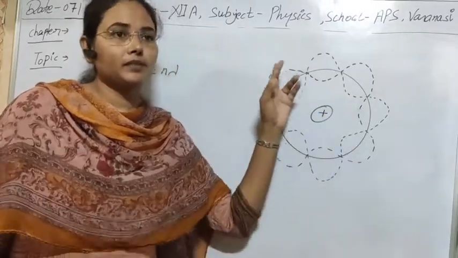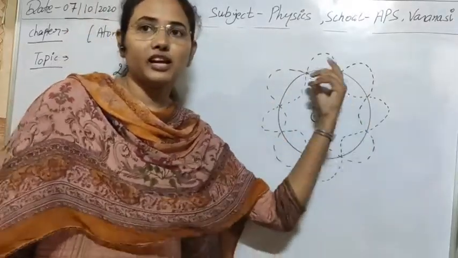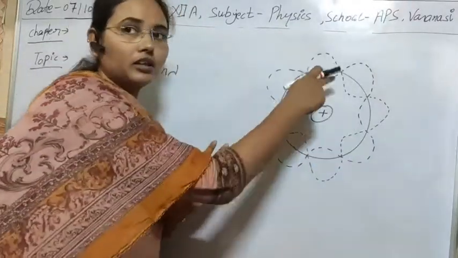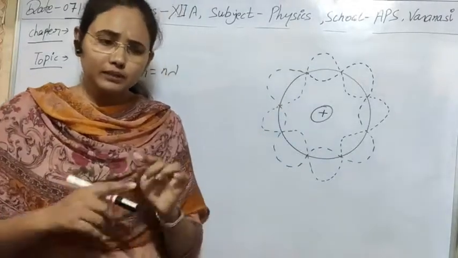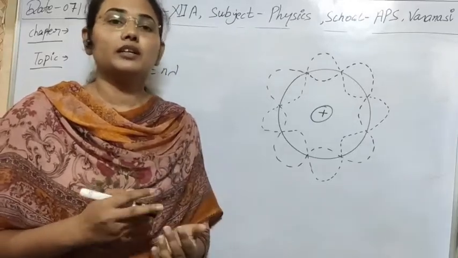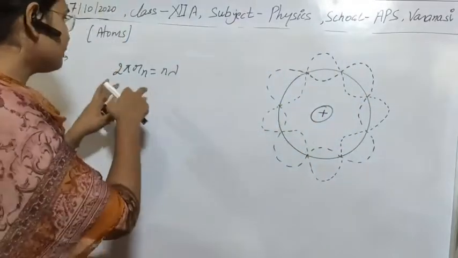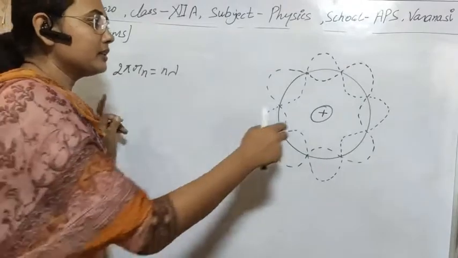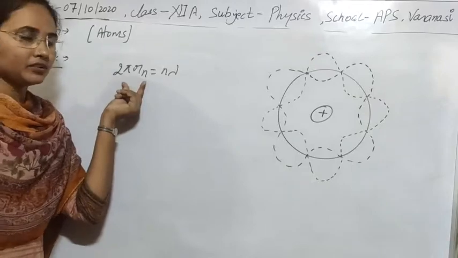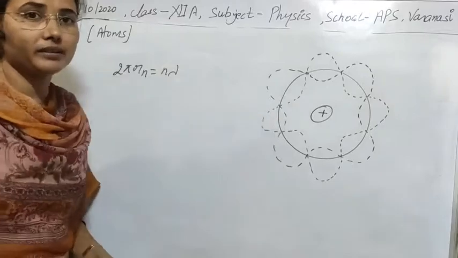If we take the concept of a wave, then definitely there is the formation of a standing wave in this case. For a standing wave, the distance covered in one total revolution will be an integral multiple of lambda. Here the distance covered by the particle in one revolution equals its circumference. Suppose the radius of this orbit is Rn, so the circumference will be 2 pi Rn, which equals an integral multiple of lambda according to the concept of a standing wave.